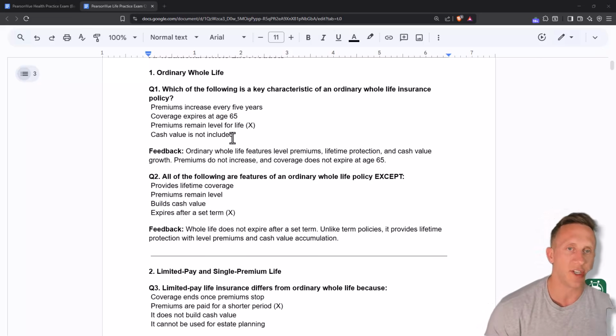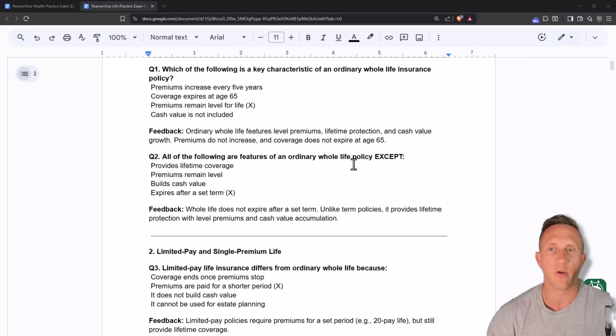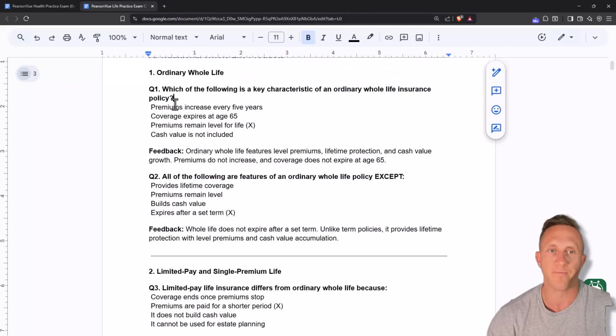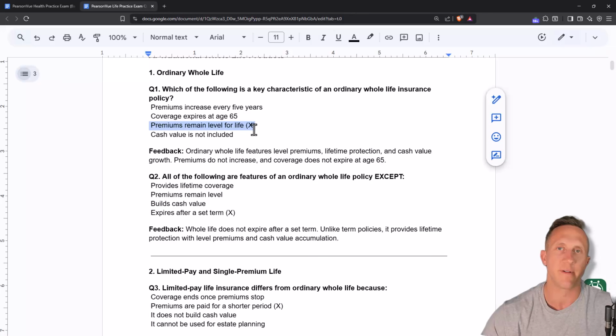So question number one, Q1. Which of the following is a key characteristic of an ordinary whole life insurance policy? Premiums increase every 5 years. Coverage expires at age 65. Premiums remain level for life. That's it. Premiums remain level for life. And cash value is not included.